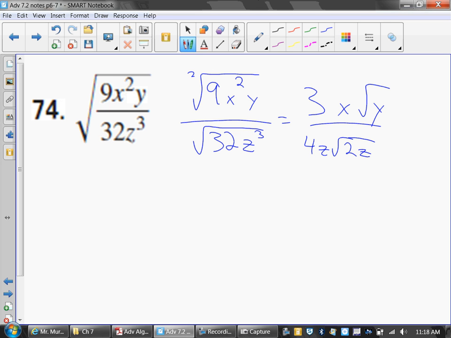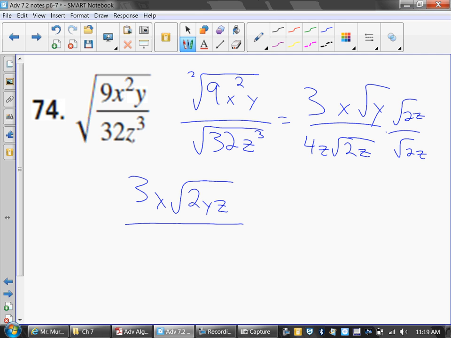All right. Now, do you like radicals in your denominator? No. So what's the quickest way to... Now, in this case, rationalizing should be simple because we've done this method before with square roots. What do you have to multiply the top and the bottom by? Square root of 2z. So when you do that, you wind up in the numerator with 3x root 2yz over square root of 2 times square root of 2 is 2. Square root of z times square root of z is z.